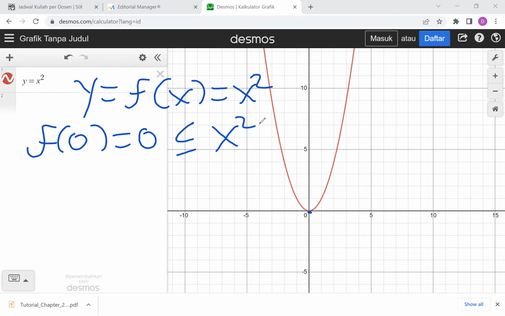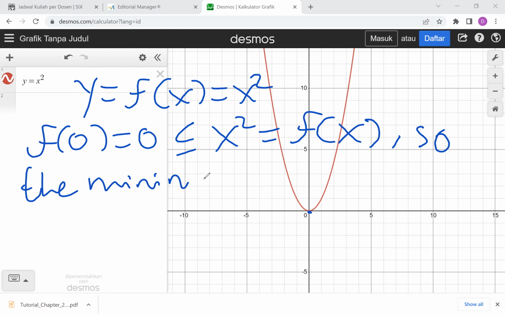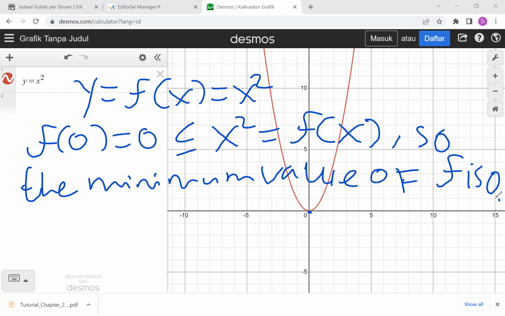The square of every real number is always non-negative. So here we have f of x, and the minimum value of f is 0. Okay, so what is the maximum value of this function? The maximum value does not exist because the function is unbounded. If you have a certain number, then you may always find x such that f of x is greater than that chosen number, right?